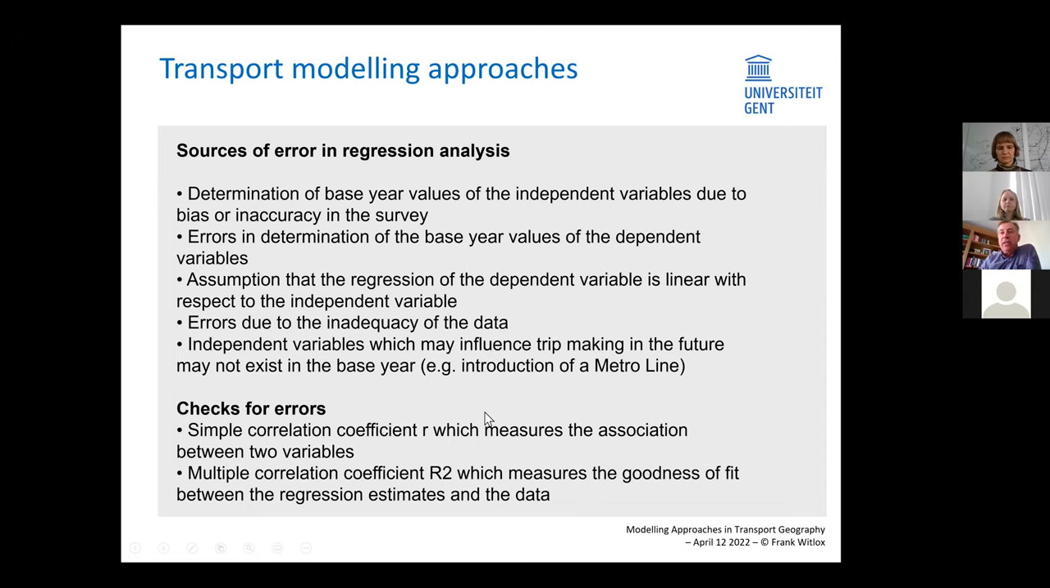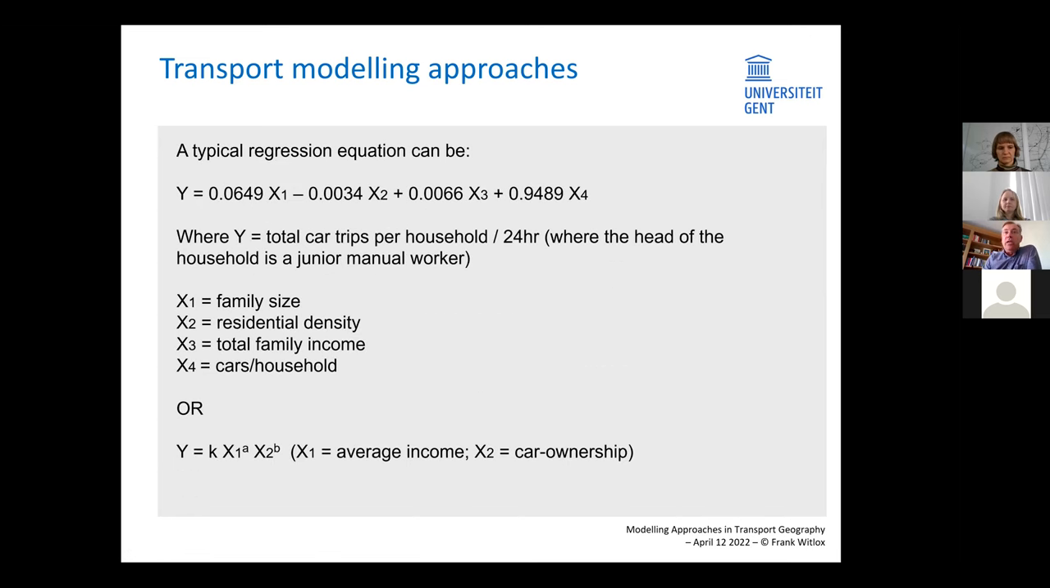It tells you something like what is the amount of variance explained by means of the independent variables in relation to the dependent one. So here, taken from an example, the example here is the total number of car trips per household in 24 hours, so in one day. And then we say, well, we assume that maybe family size, the residential density, the total family income, and the number of cars might be the independent variables that explain the total amount of car trips being made by this household. And then we estimate this, and then we see what the parameters are.